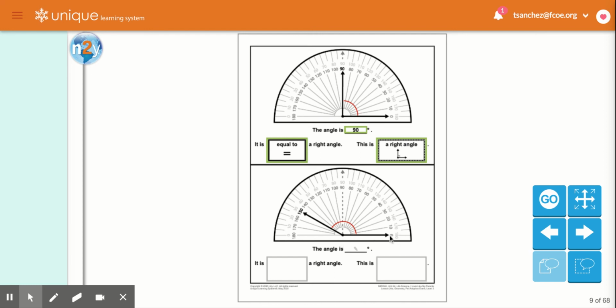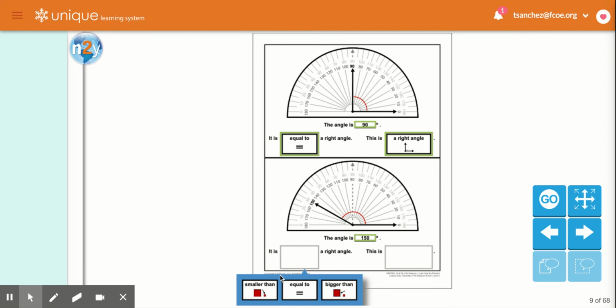Here's one line pointing to the 0, one solid line, and the other solid line is pointing to 150. Here's the right angle at 90 degrees, but this line is going out further. So the angle is 150 degrees. What completes the sentence? Is it smaller than, equal to, or bigger than a right angle? Is it less than 90 degrees, equal to 90 degrees, or more than 90 degrees?